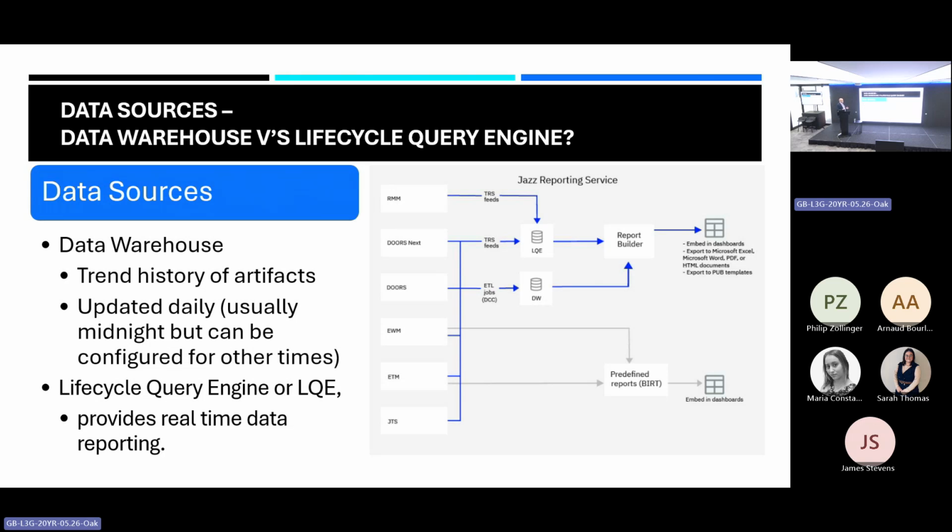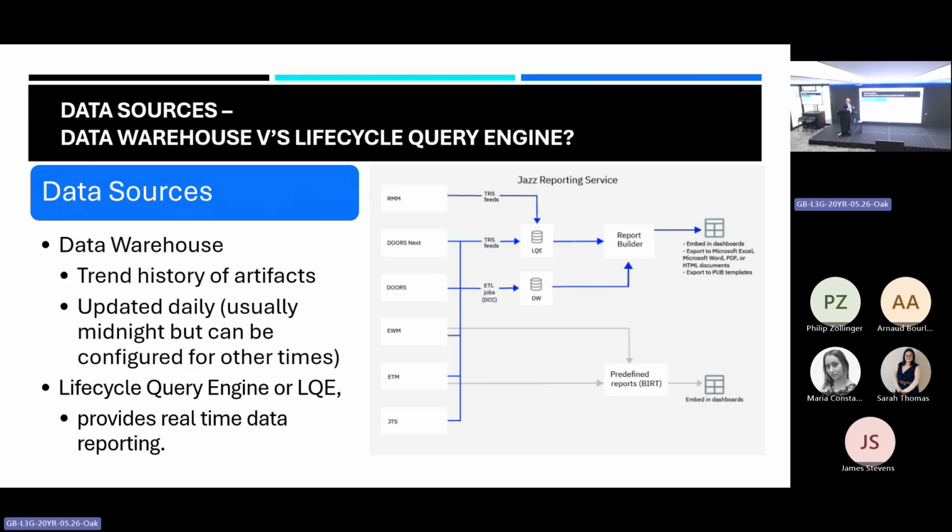The data warehouse is basically another store of information. Each of these applications has its own database. Information gets put into those databases as they're working through. And then at the end of the day, around midnight or whatever, which can be configured, the data warehouse will pull that information in and have it there ready for access.